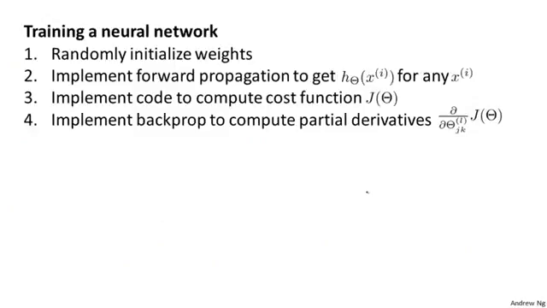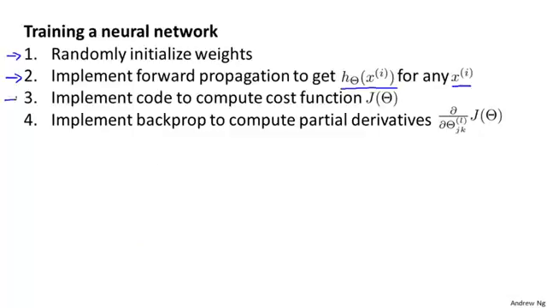Next, here's what we need to implement in order to train a neural network. There are actually 6 steps that I have. I have 4 on this slide and 2 more steps on the next slide. First step is to set up the neural network and to randomly initialize the values of the weights. And we usually initialize the weights to small values near 0. Then we implement forward propagation so that we can input any input x to the neural network and compute h of x, which is this output vector of the y values.